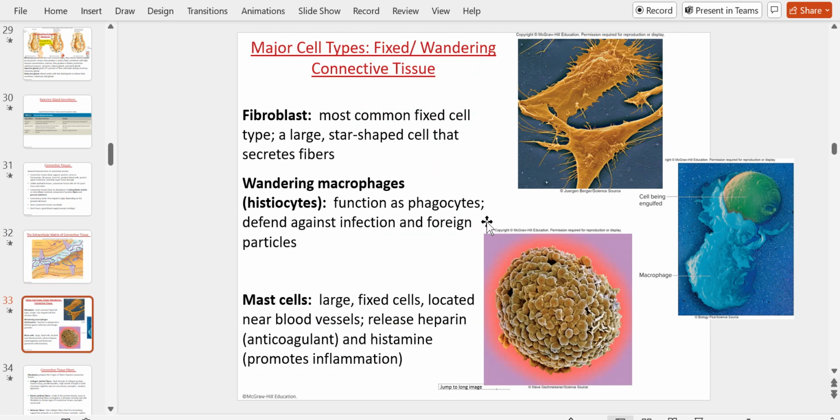Fibroblasts, most common fixed cell type, a large star-shaped cell that secretes fibers. Wandering macrophage, histiocyte, functions as a phagocyte, defends against infection and foreign particles. And you'll see right here, this is a phagocyte, a macrophage digesting a bacteria. And then we have a mast cell. Large fixed cell located near blood vessels, releases heparin, an anticoagulant, and histamine, promotes inflammation. Mast cells, allergies.